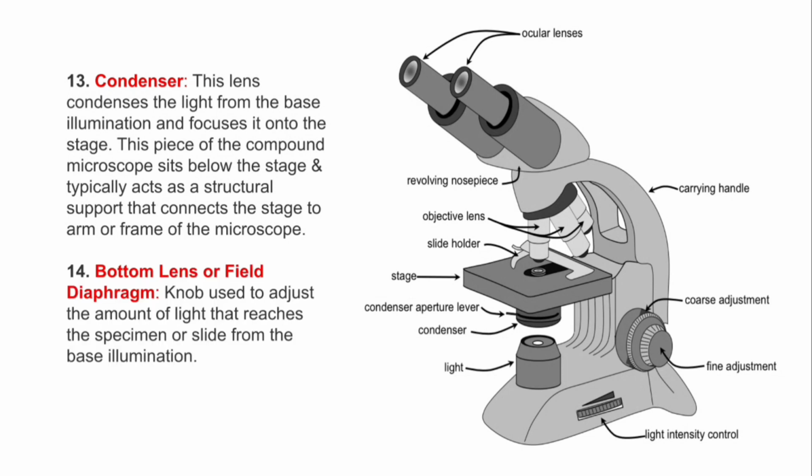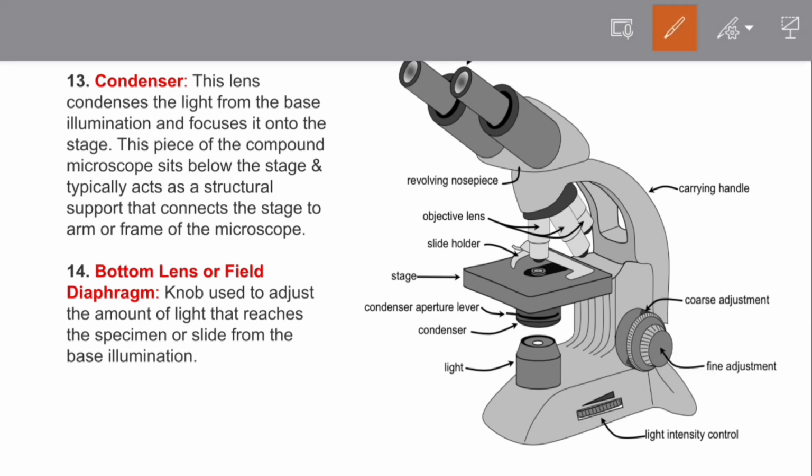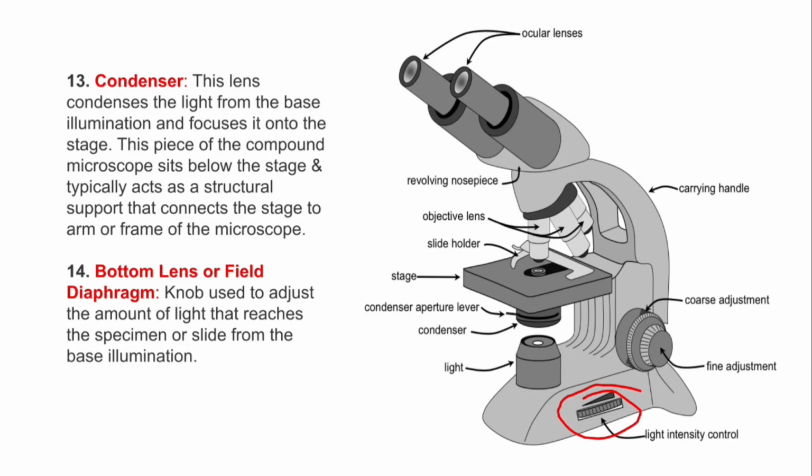Next one is bottom lens or field diaphragm. So students, this is a knob which is used to adjust the amount of light that reaches the specimen or slide from the base illumination.